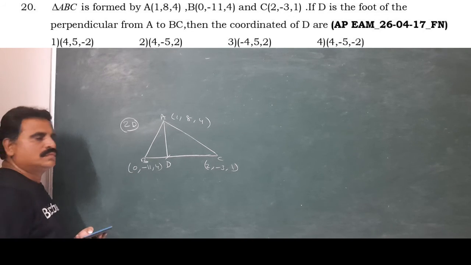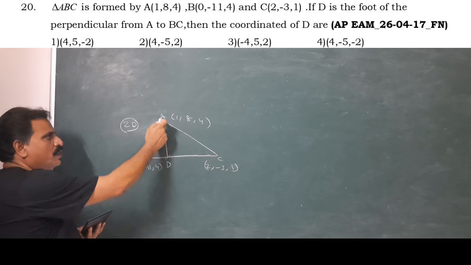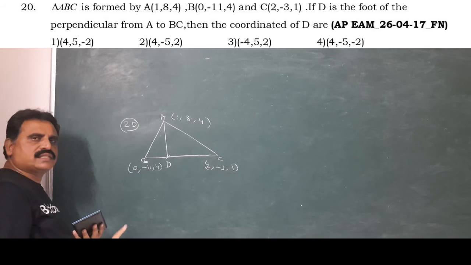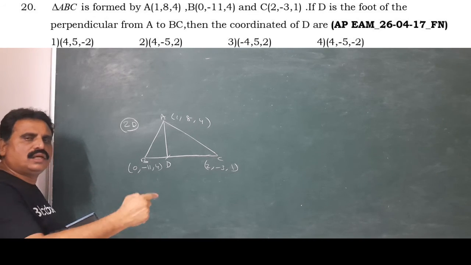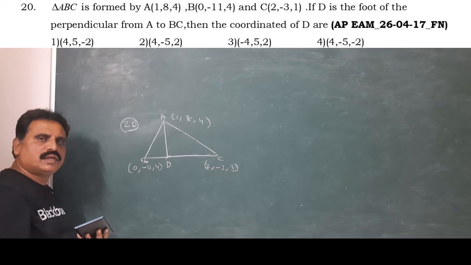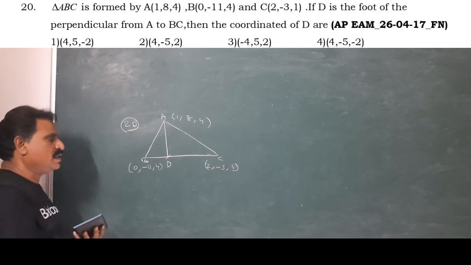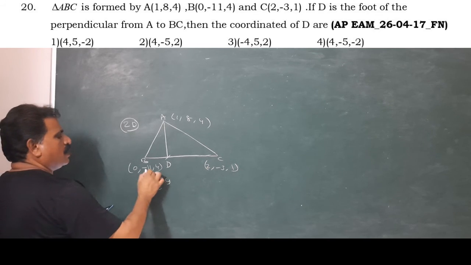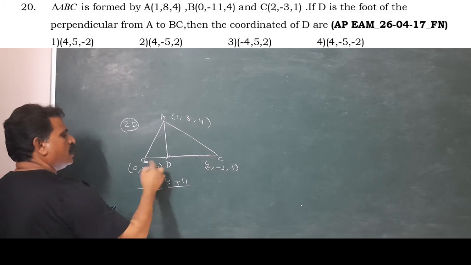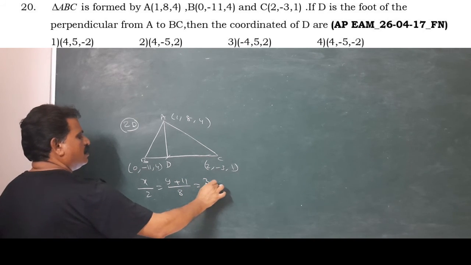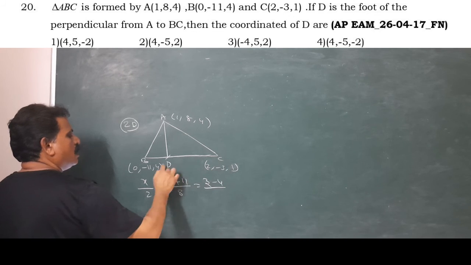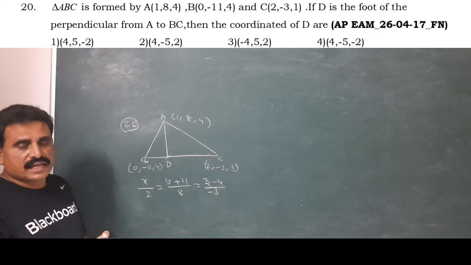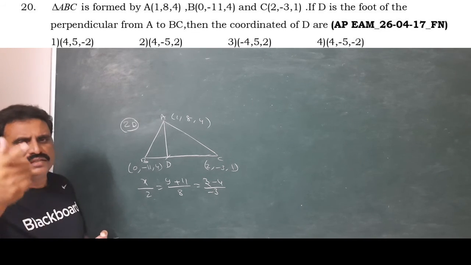Now D is the foot of the perpendicular from A on the line. First of all, find the equation of the line BC: x minus x1 by x2 minus x1 equal to y minus y1 by y2 minus y1 equal to z minus z1 by z2 minus z1. So x by 2, y plus 11 by 8, equal to z minus 4 by minus 3. Now check which option satisfies this, because D must satisfy that. If there is only one option, that is the right answer.